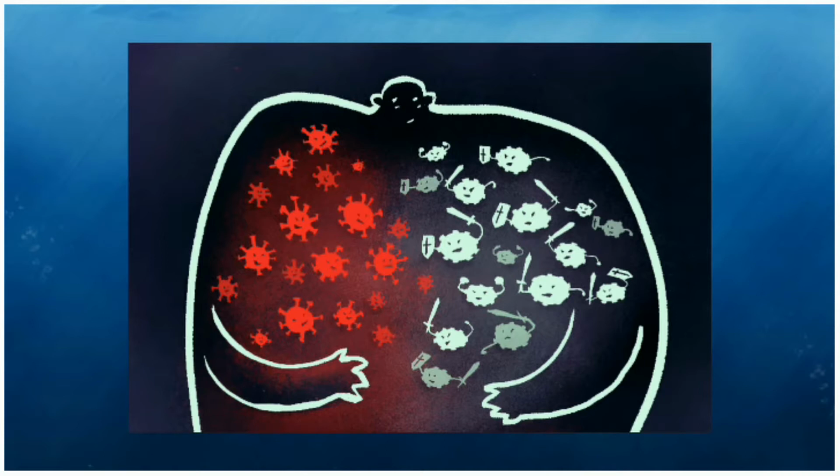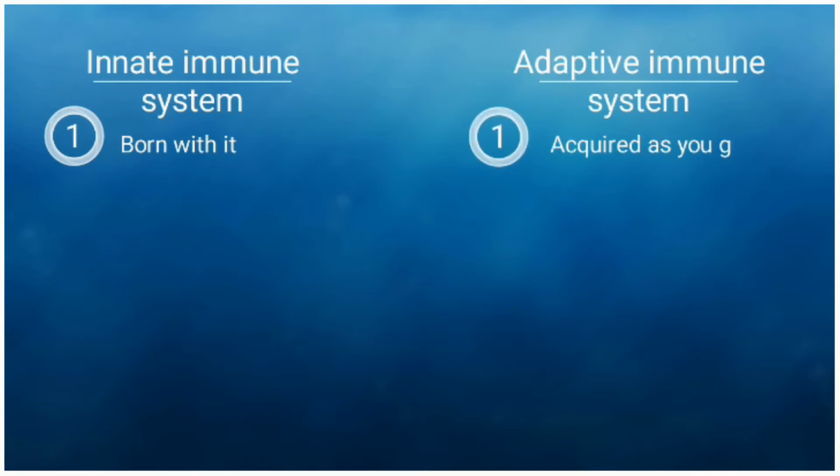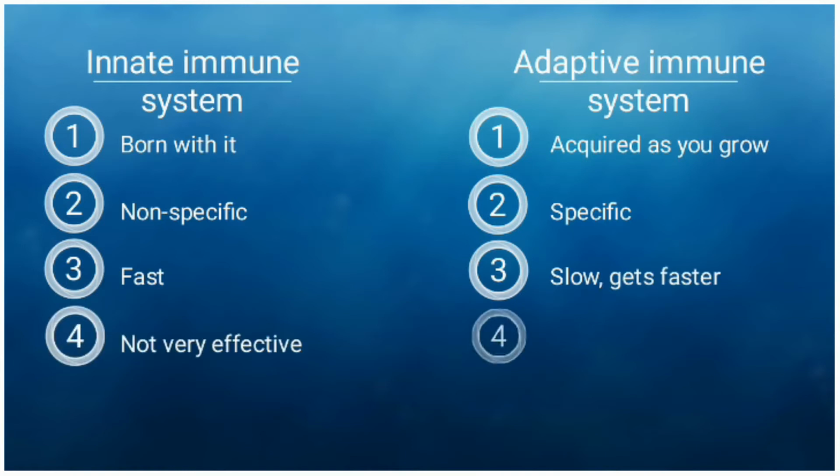in this video. So the immune system is divided into two main systems, the innate immune system and the adaptive immune system. The biggest difference between those two systems is we possess the innate immune system since we were born, and we acquire the adaptive immune system as we grow and get exposed to more pathogens.